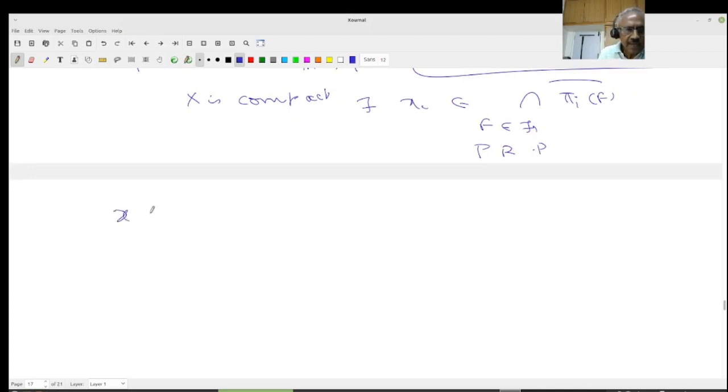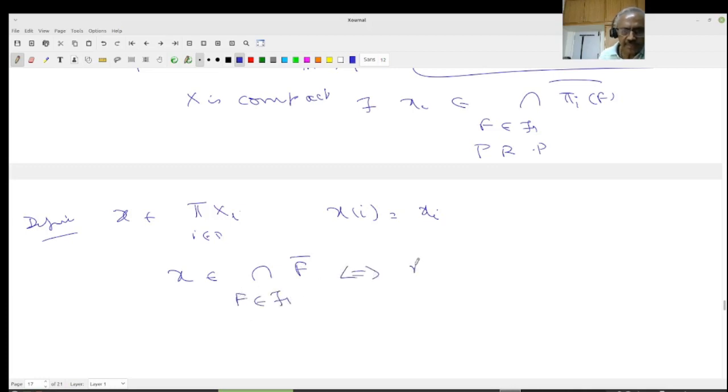So now I find an element x in the product of X_i such that x at i is my x_i. I define an element. Now, what do you want to prove? You want to prove x belongs to the intersection of F closure as F varies over script F, which is the same as saying x is an adherent point of F for every F in script F. This is what I said in the strategy.